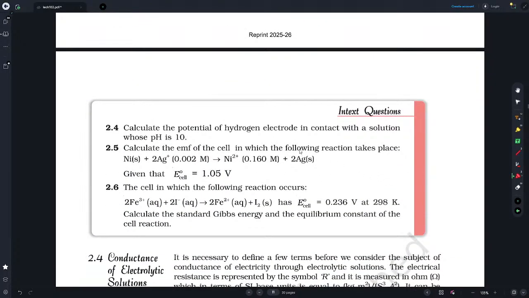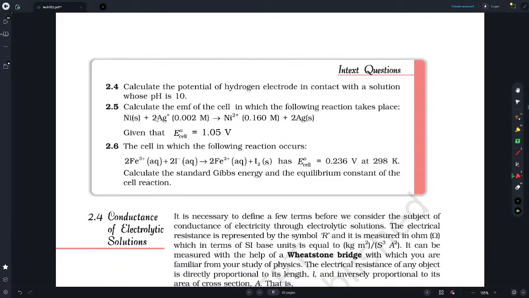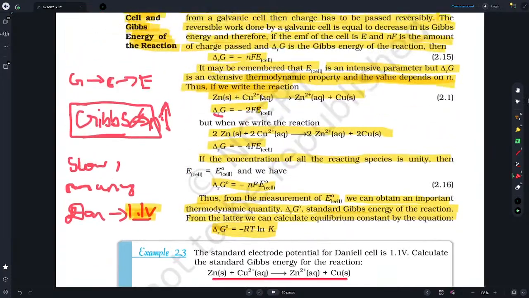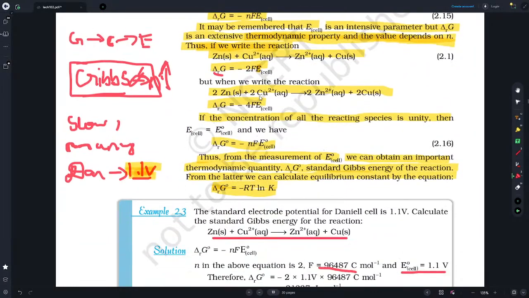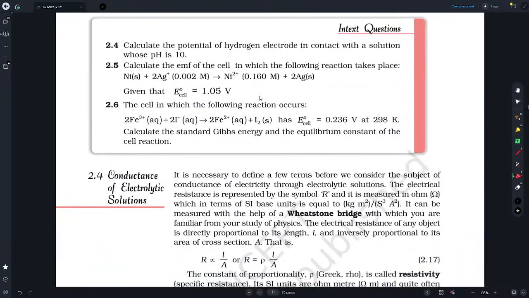In-text question: calculate the potential of a hydrogen electrode in contact with a solution whose pH is 10. Calculate the EMF of the cell in which the following reaction takes place: Ni plus 2Ag+ giving Ni2+ plus 2Ag. We can substitute this in the above equations to get the answer.